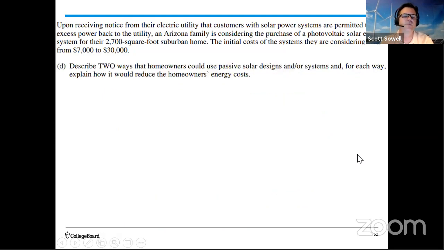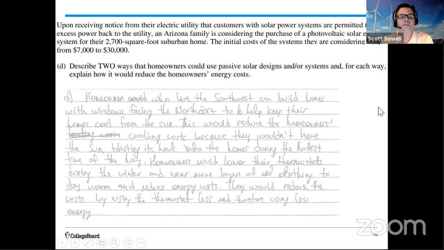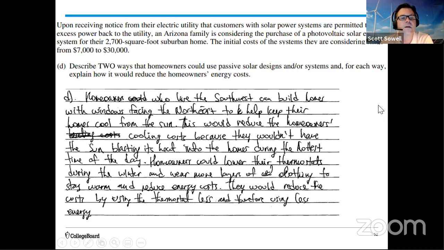I'm jumping around a little bit on this question. D says, describe 2 ways that the homeowners could use passive solar designs and or systems, and for each way, explain how it would reduce the homeowner's energy costs. So there's 2 things you have to do here. You have to describe a passive solar energy design and then explain how it would reduce costs. So let's take a look at a student sample.